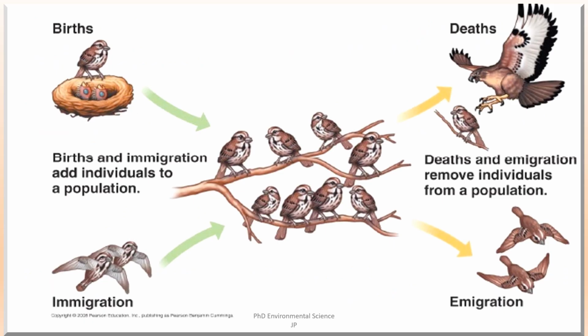This image illustrates that birth and immigration add individuals to the population, meaning they increase the population size, whereas death and emigration remove individuals from the population, thereby decreasing the population size.